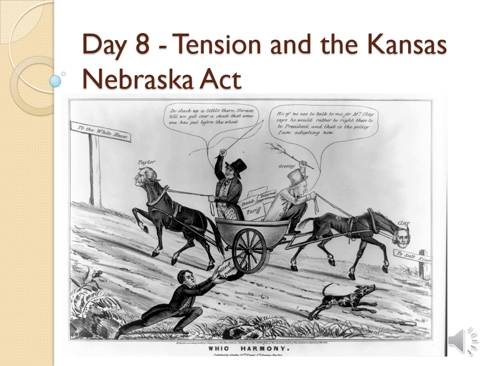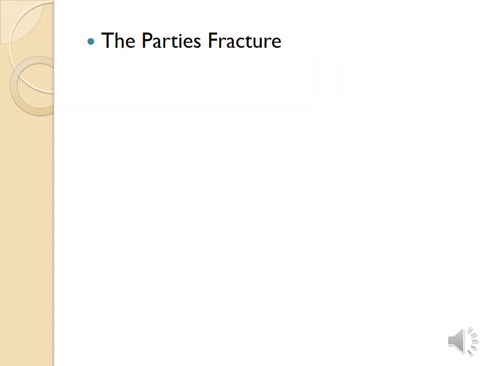And so as we can see in this picture, this political cartoon called Whig Harmony, these political forces are pulling the party in two different directions, and that's never good. So both parties are going to start to fracture during this time period in the 1850s, some faster than others.